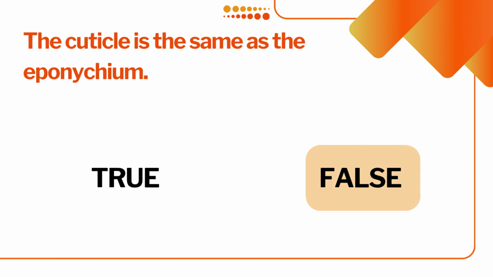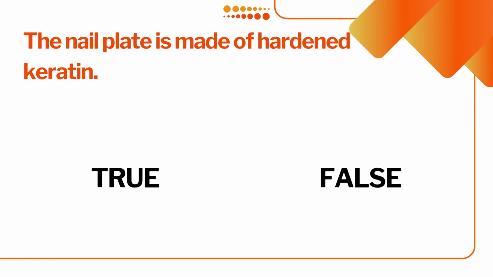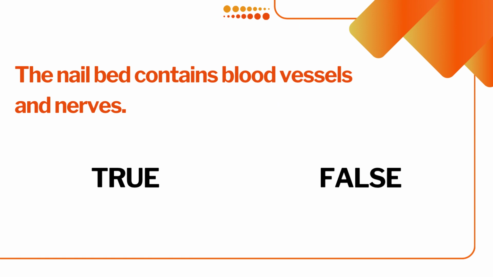The answer is false. Because they are different. The cuticle is dead skin, Eponychium is living skin. The nail plate is made of hardened keratin. True or false? The nail bed contains blood vessels and nerves. True or false?